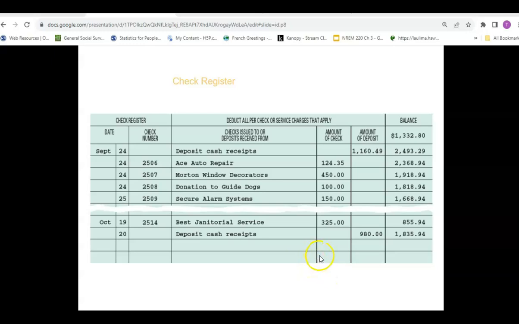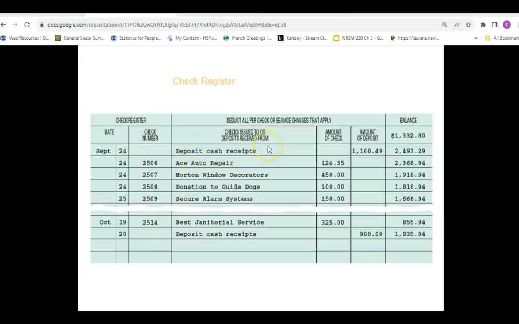So a lot of small businesses and many individuals still use a check register, and this check register provides a place to record information about each bank transaction, specifically checks that are written. So if you take a look at your check register, starting from the leftmost column, you have the date, and so the date is just the date that the check was written or the date that a deposit was made. So if we wrote out a check, we would include the check number.